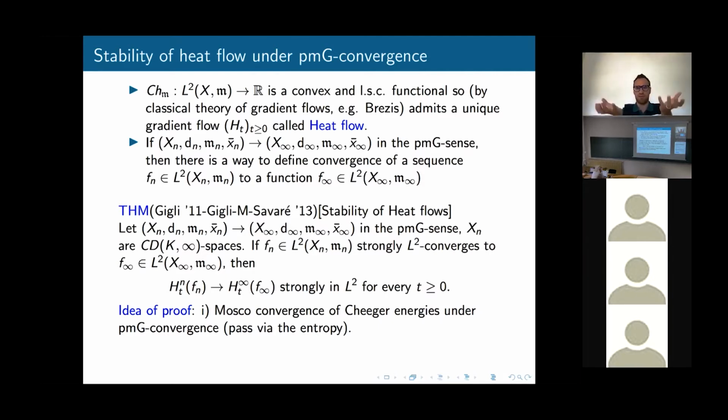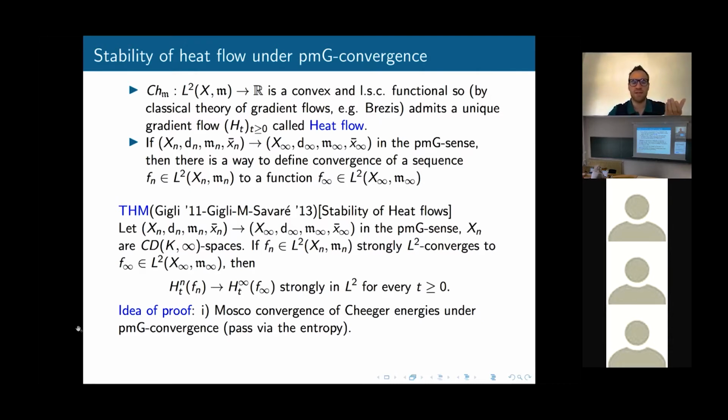And these two descriptions are equivalent. This was proved in the smooth setting by Lott-Villani, and in the RCD setting, in the 3D setting, by Ambrosio-Gigli and Savaré. Okay, once you have this identification, you use that these Cheeger energies have a good convergence under the underlying convergence of the spaces.